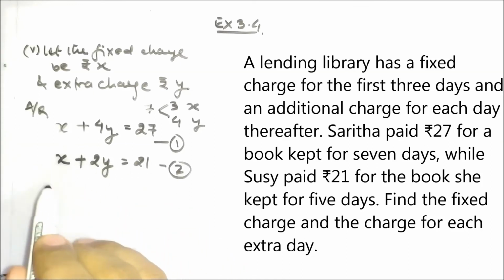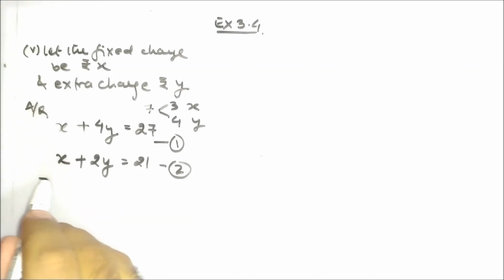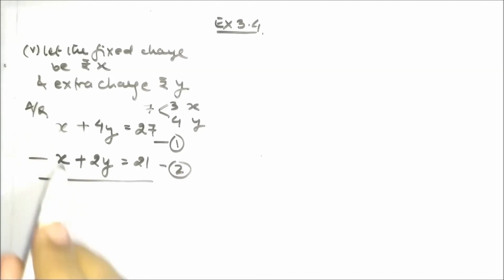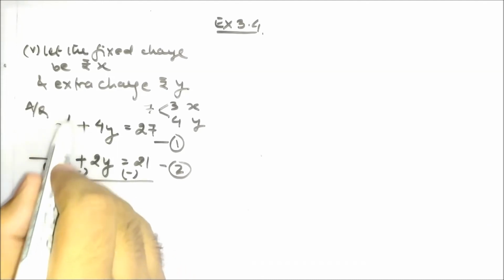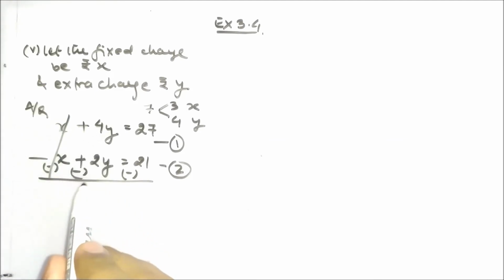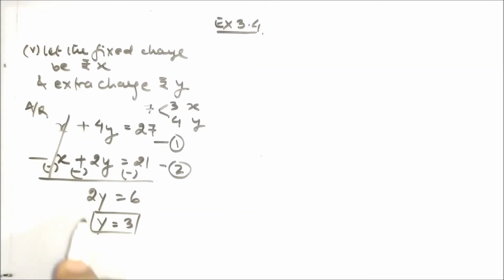We need to get the value of X and Y by the elimination method. So we will directly subtract equation 2 from 1. I am subtracting here only. Again the sign will get changed as it is subtraction, so X will get eliminated. 4Y minus 2Y, that will give you 2Y, is equal to 27 minus 21, that will give you 6. So from here Y is equal to 3. So our per day charge is 3 rupees.